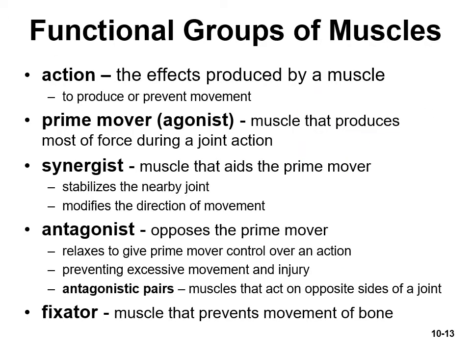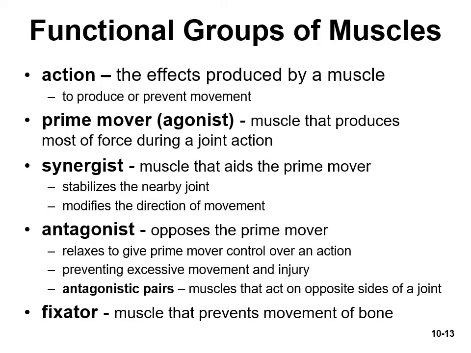We have functional groups of muscles based on the action that you are trying to produce. So an action is the effect that's produced by a muscle. You can produce a movement, or you can also use muscles to prevent movement. The prime mover, otherwise known as the agonist, is the muscle that produces most of the force during a joint action. So for example, the extension of your knee, like when you are kicking a soccer ball, the prime mover or agonist is your quadricep muscle. That is what's doing the most force during your knee extension.